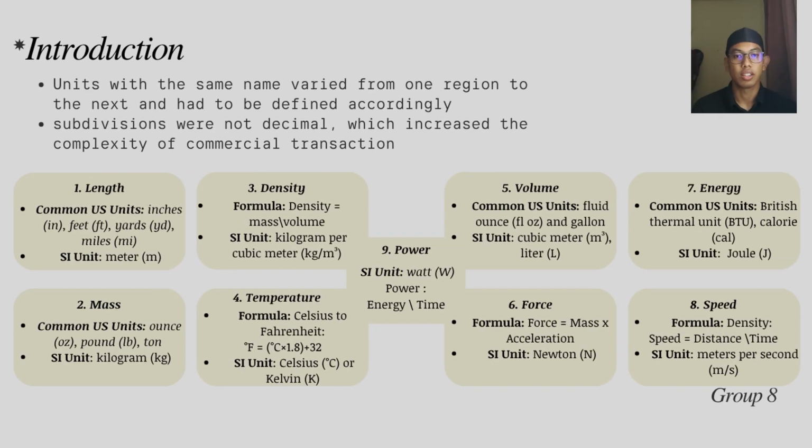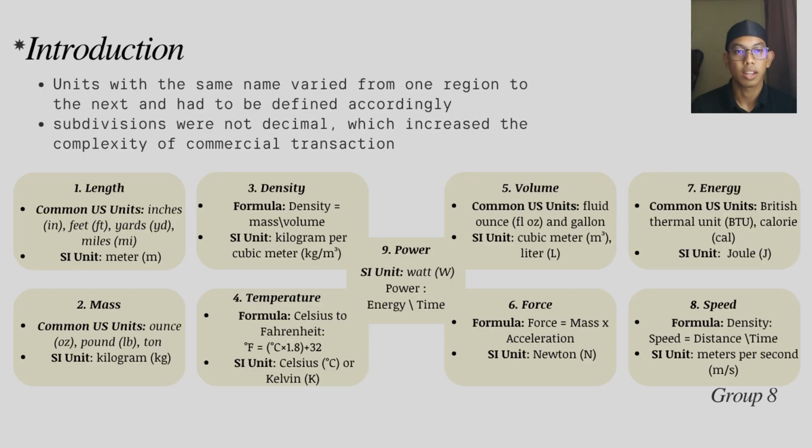So the second one is the introduction. The origin of the metric system and of its later version, the International System of Units, goes back a long way into French history. Before that, the old French measures presented 2 serious problems. The first problem is that units with the same name varied from one region to the next and had to be defined accordingly. The second one is subdivision by non-decimal, which increased the complexity of commercial transactions.